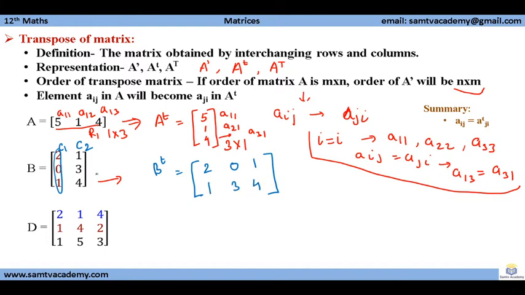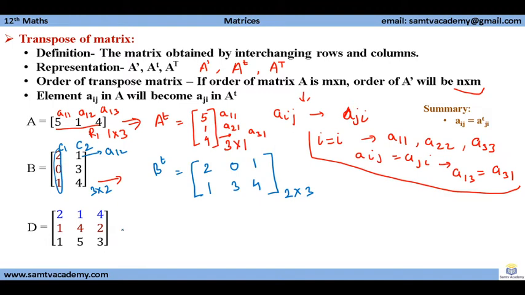Now we will see the order. What is the order of this matrix? The order of this matrix is 3 rows and 2 columns. So what has it become? It has become 2 rows and 3 columns. And we can see the location: a11 is the same as a11, but this location is a12. So a12 has changed to a21. Here we can see it has become a21.